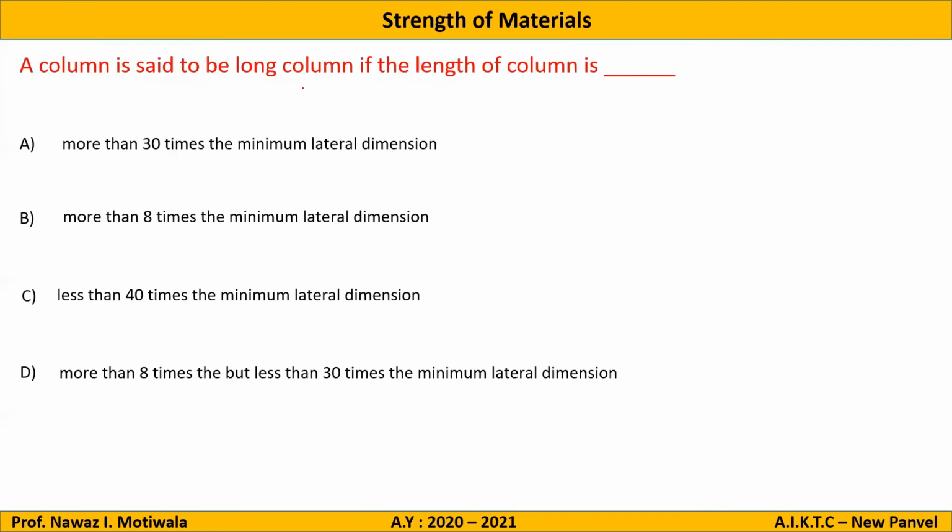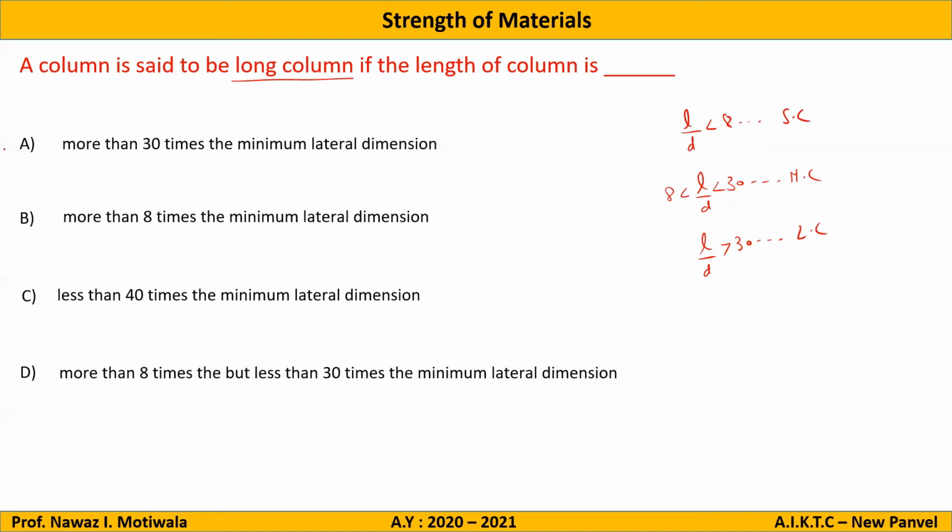A column is said to be a long column if the length of the column is... So in LMR, we have studied that if L by D is less than 8, it is a short column. If L by D lies between 8 and 30, it is a medium column. And if L by D is greater than 30, it is a long column. So in the question, it is asked about a long column, so it should be greater than 30.